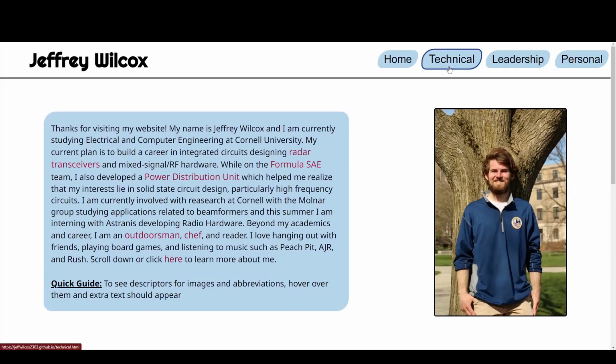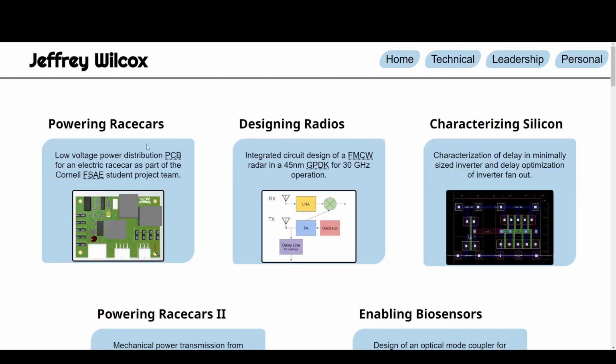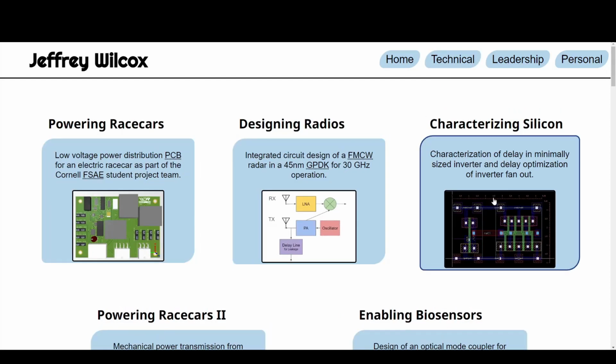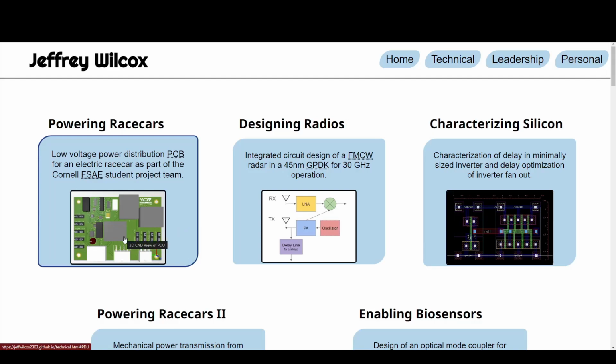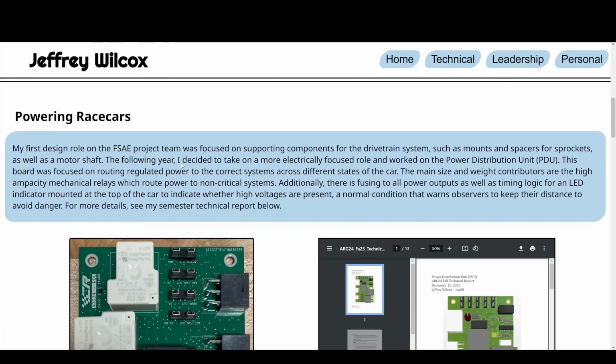Heading over to the technical page, I have 5 projects which all have buttons with a little description and text. I tried to choose images that would be interesting for an audience. So even if they don't know exactly what the project is about from the text, they can see that a project looks interesting and say, oh, maybe I want to check out this picture. And so they can just click on it. It will bring them to that section of the page.